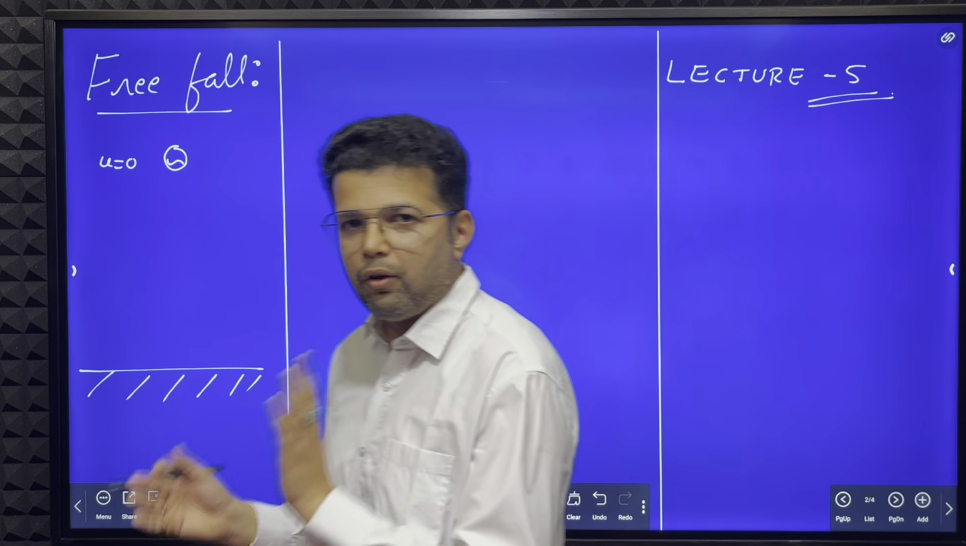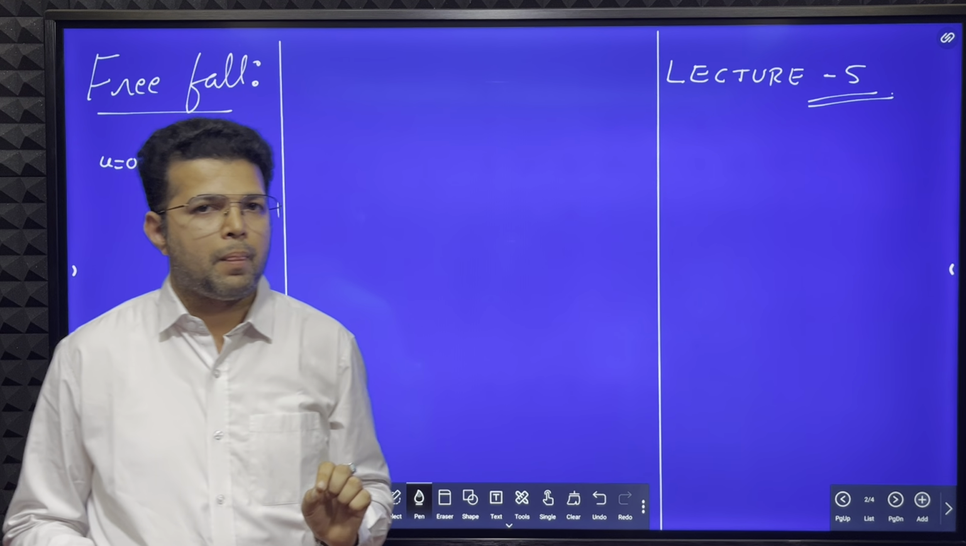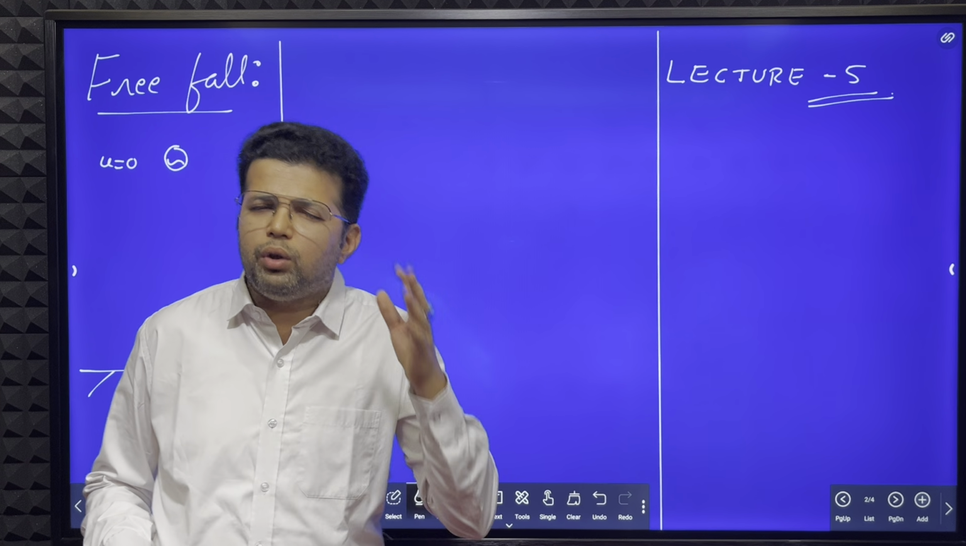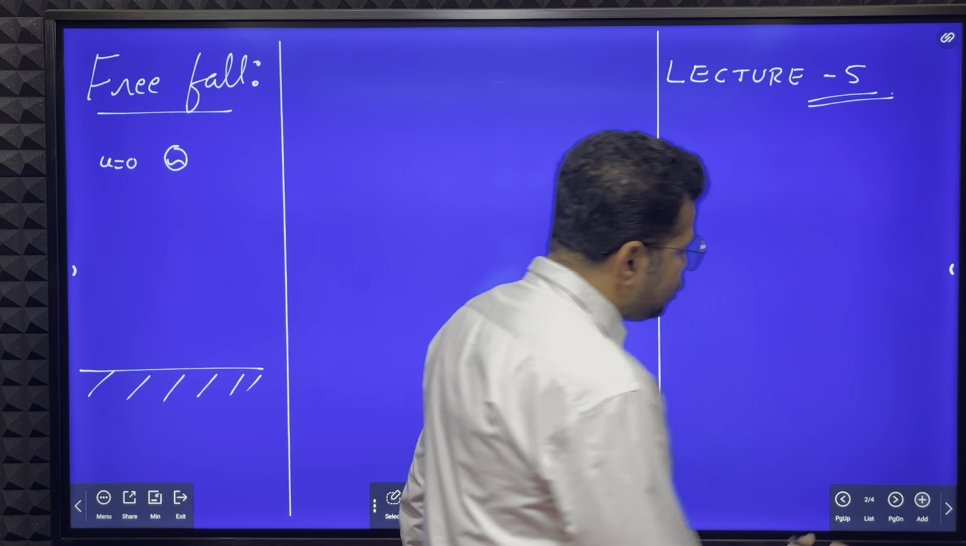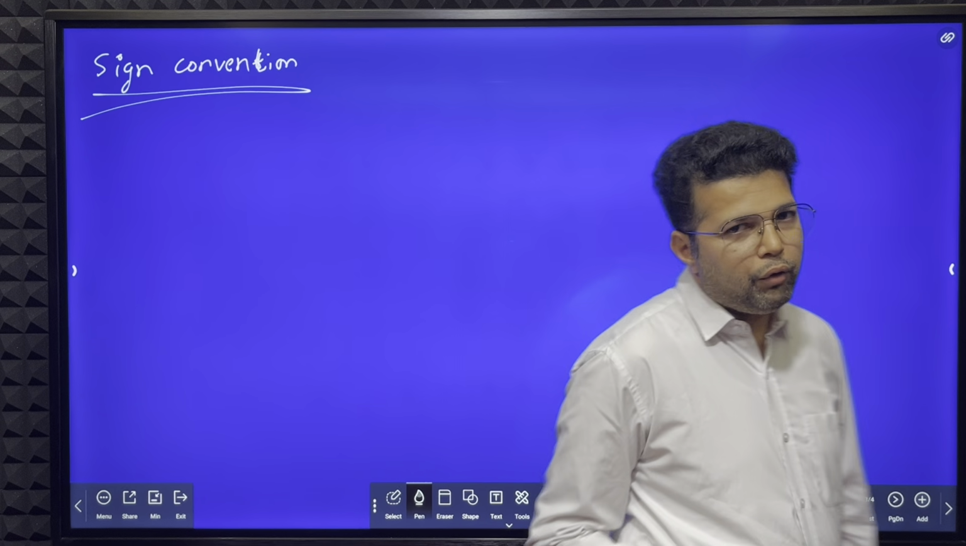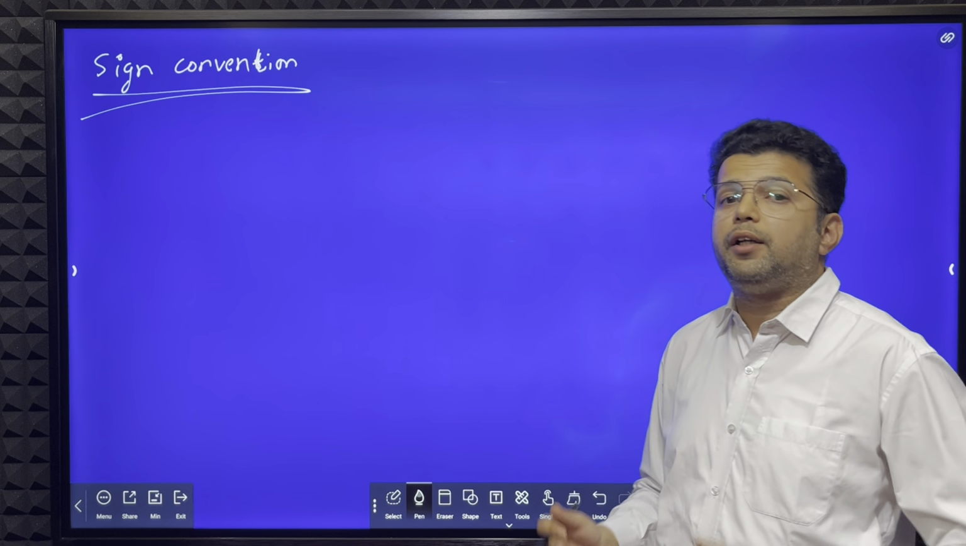Okay, then today we will be learning free fall. What is free fall? Let us suppose that a ball is dropped from a particular height. After that, if the ball moves only under the influence of gravity, then we say that the object is under free fall. So before that, we have to learn something called sign convention while solving problems related to free fall.